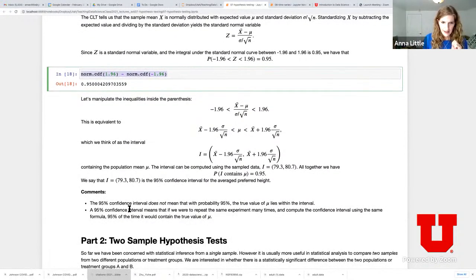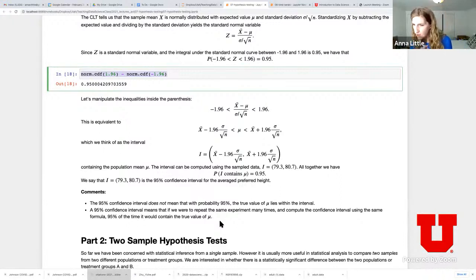Okay, right, and so just be careful. It doesn't mean that there's a 95% chance that the true mu lies in the interval, even though I know that sounds very similar. That's not exactly what it means, but it means if you repeat this procedure over and over and over again, 95 times out of 100 it's going to work. So that's the subtle difference.